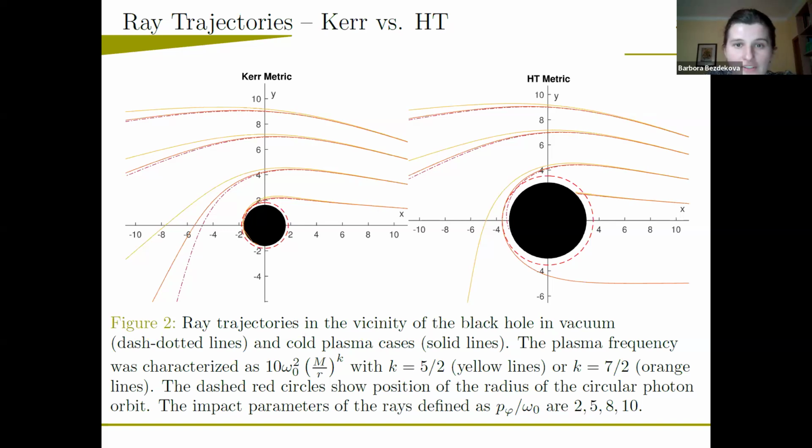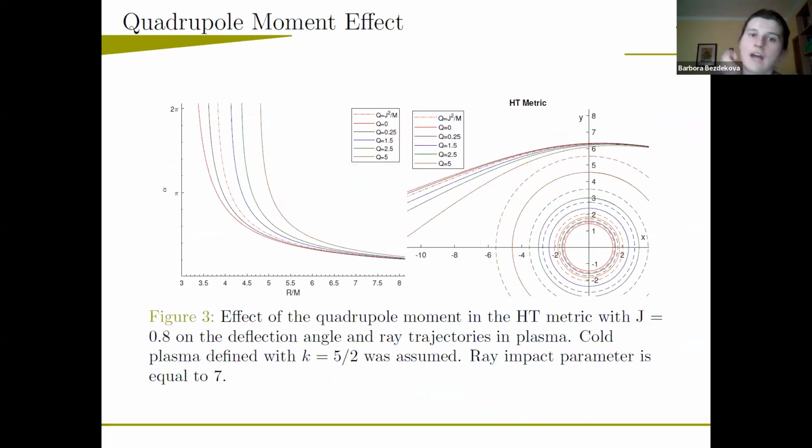And because Professor Bichak was still not happy with my answers on how the presence of the quadrupole moment changes the light trajectories, since here I had made just one particular choice for Q, equal to something like 2.5, what I did now was take more choices of Q, the quadrupole moment, for the Hamiltonian metric. I calculated the deflection angles and also the light trajectories for various choices of Q, where the dash-dotted case now corresponds to the Kerr case.